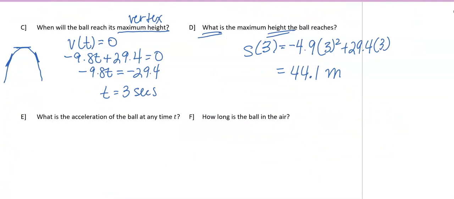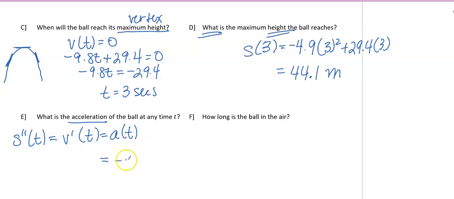Hey, part E for acceleration. Remember, acceleration is the second derivative of position, or it is our derivative of velocity, and it's denoted as a of t. All right, so take the derivative of velocity, and you will get negative 9.8. And that is meters per second, or meters per second squared.